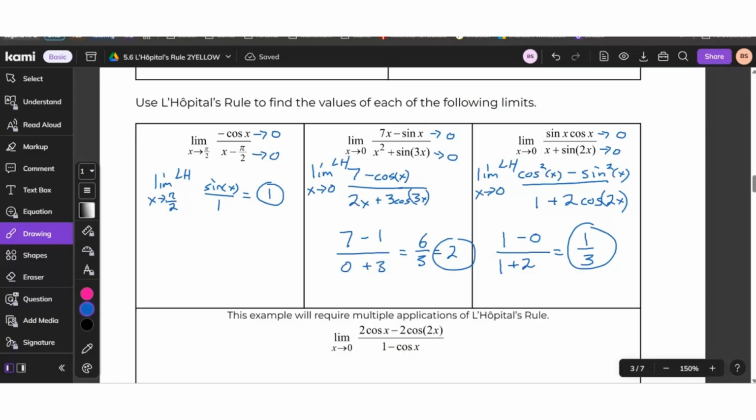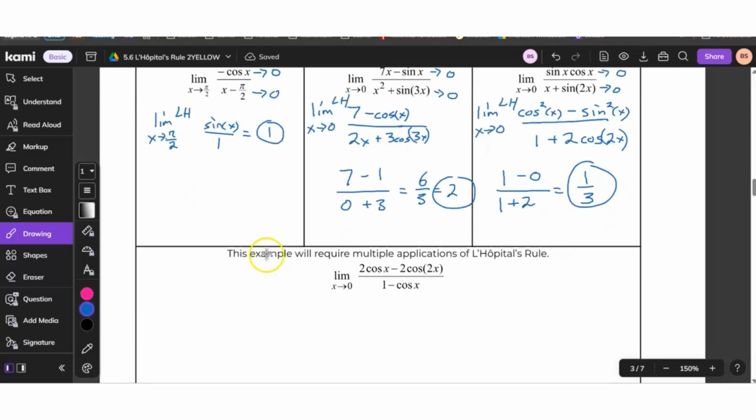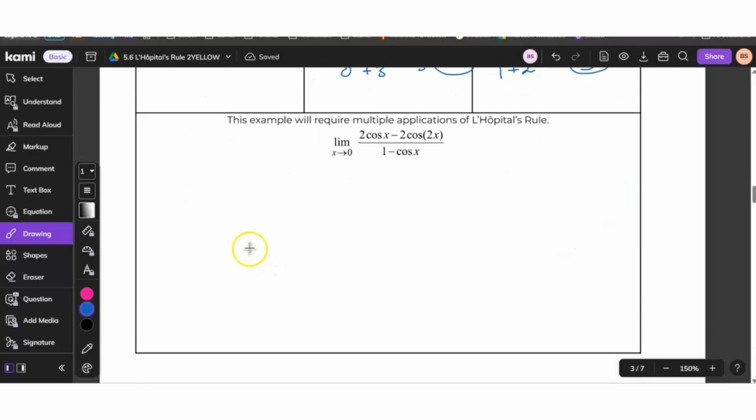Are you ready for a big one? Woo! Here we go. It's not that bad. Don't worry about it. All right. What does that note say there, Matthias? L'Hopital.